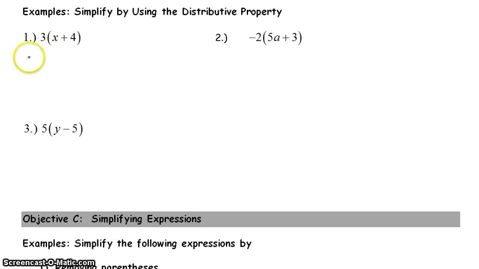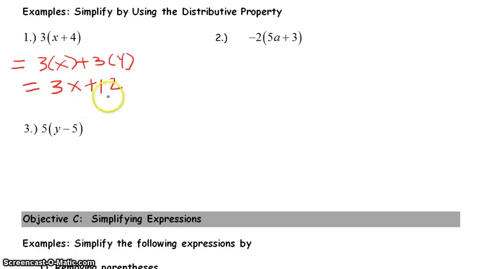So as we did before, we would take this 3 times the first term, which is x, plus 3 times the second term, which is 4. 3 times x is 3x, and 3 times 4 is 12. They are not like terms, so we're finished with this problem. Now we come to number 2. We have negative 2 multiplied by the parenthesis of 5a plus 3. So we would take negative 2 and multiply it by both terms.